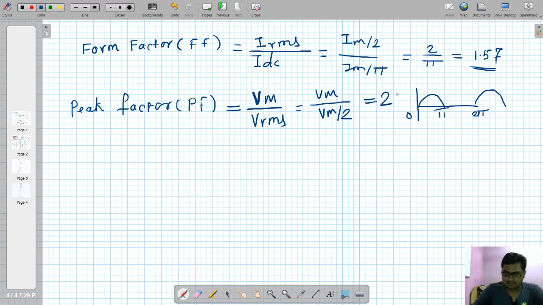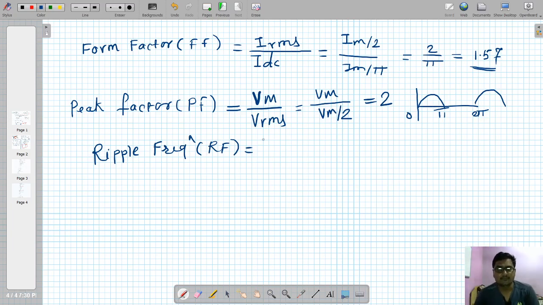The other thing is ripple frequency. As we are considering each and every small parameter related to rectifiers, we will not skip anything. Ripple factor, people call it R. Again, I have written factor. We are supposed to write ripple frequency. Sorry. This is what ripple frequency is.